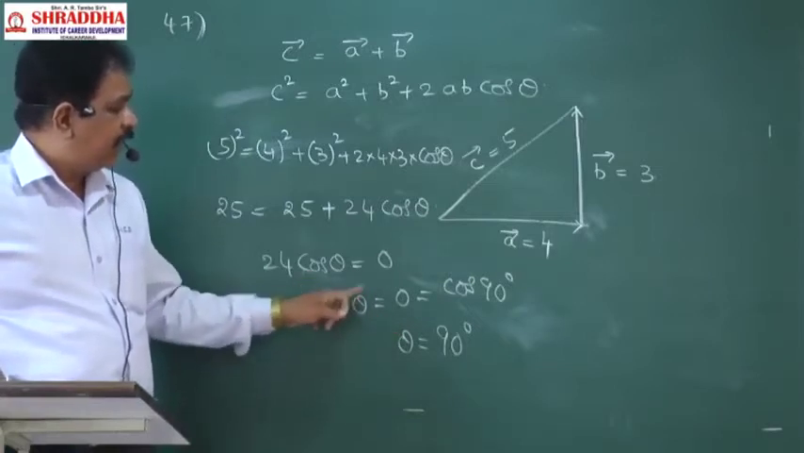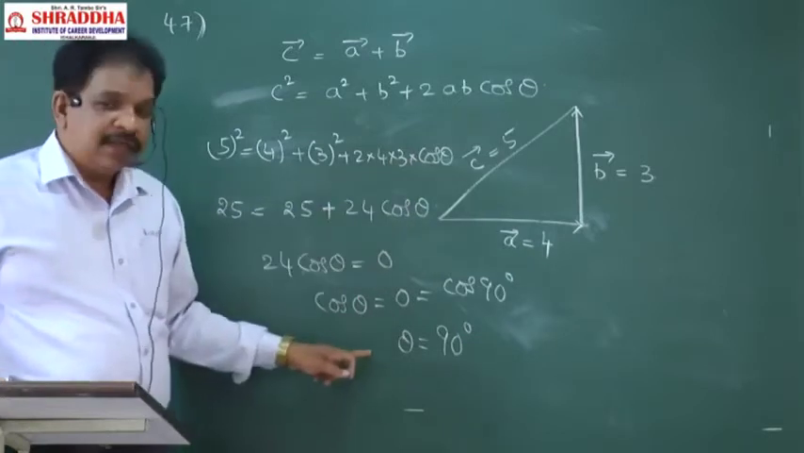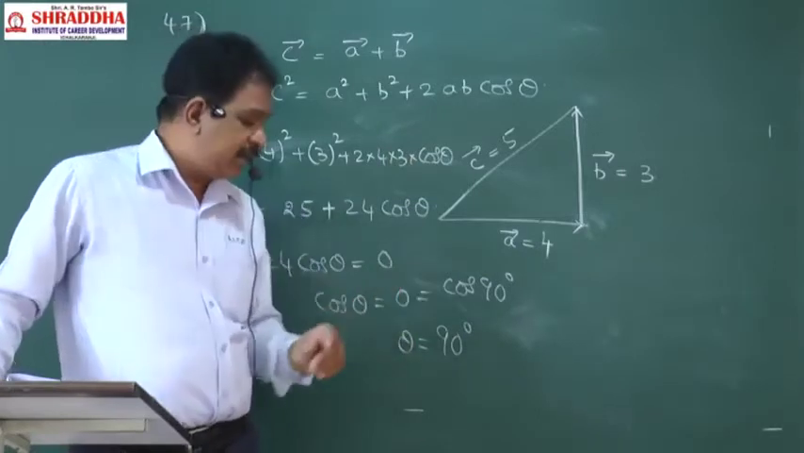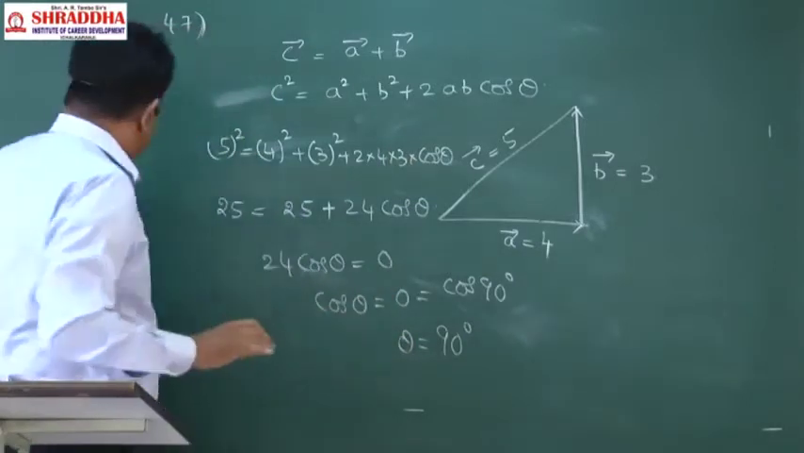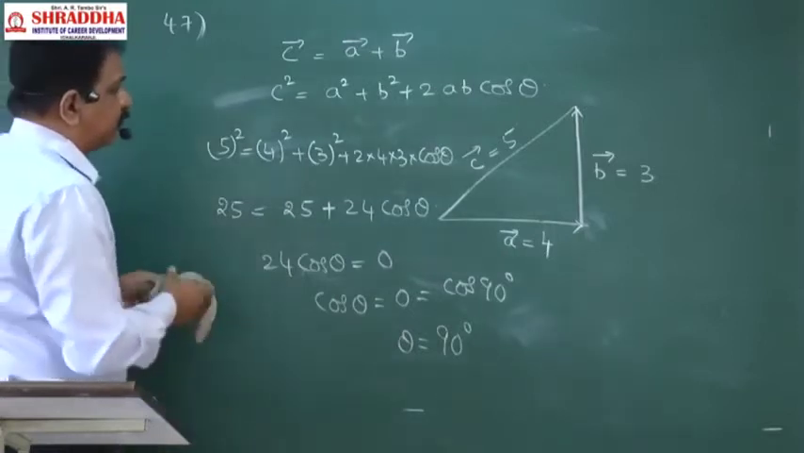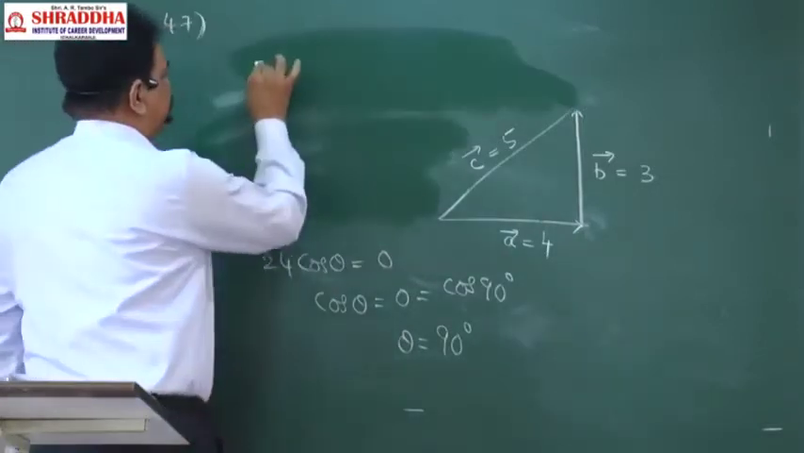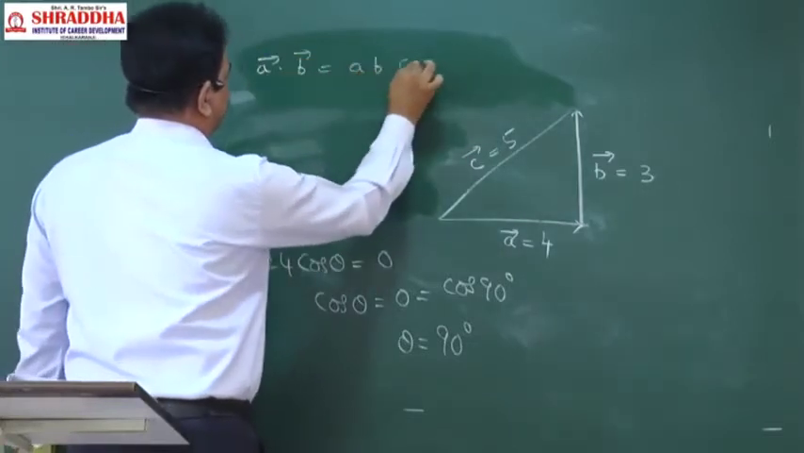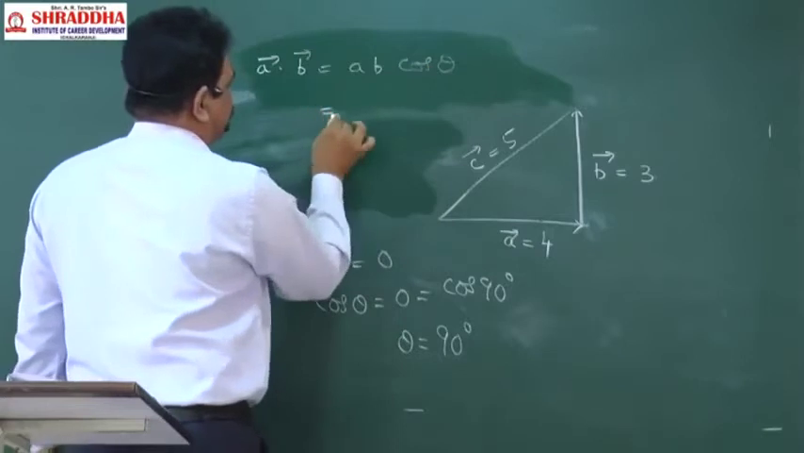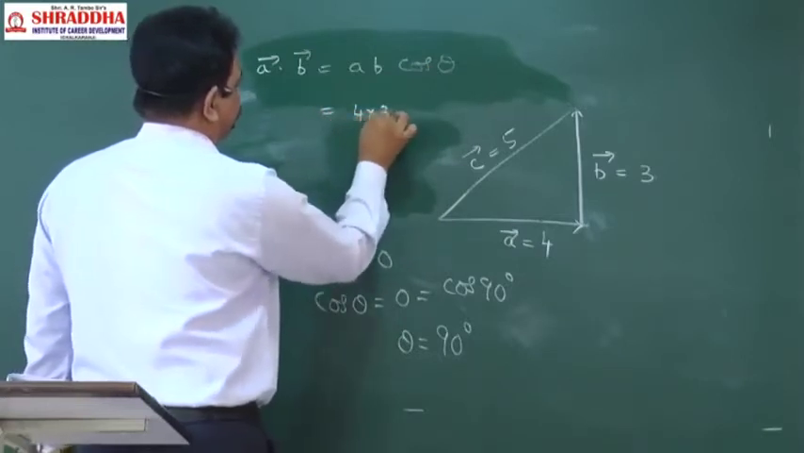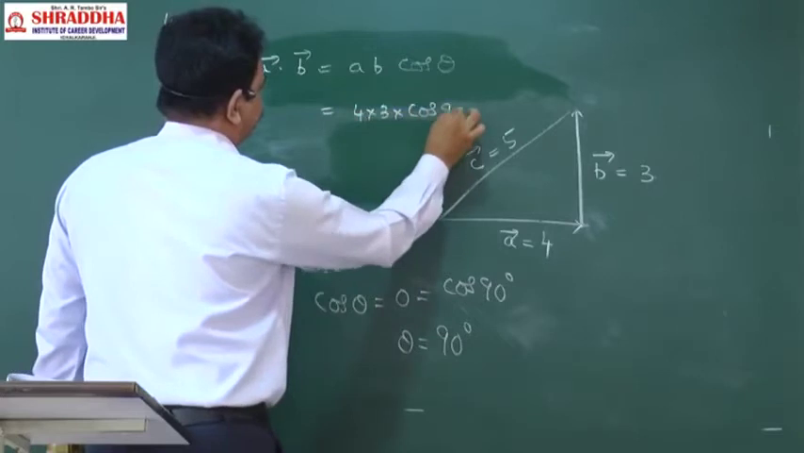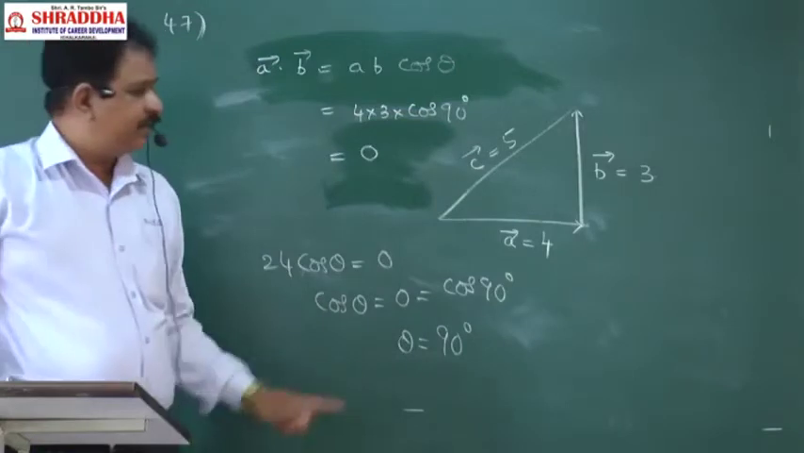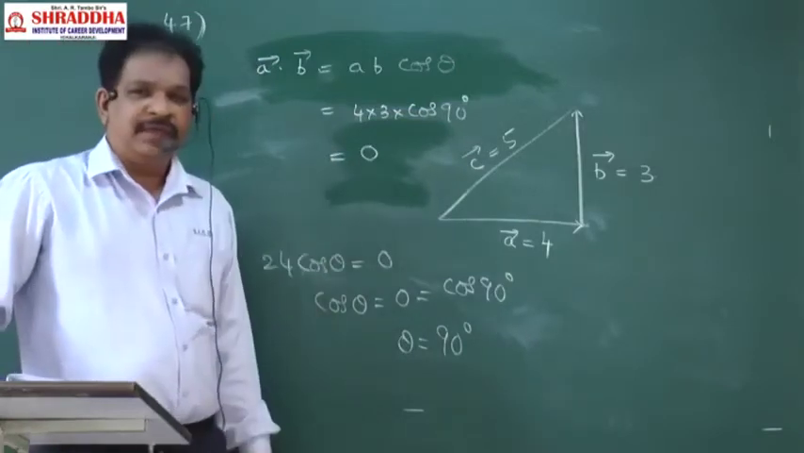This theta is the angle between A and B. Then they are asking in the problem, A bar dot B bar is equal to how much? A bar dot B bar is equal to AB cos theta. A value 4, B value 3, this will be cos 90. Cos 90 value is 0, that's why it becomes 0.